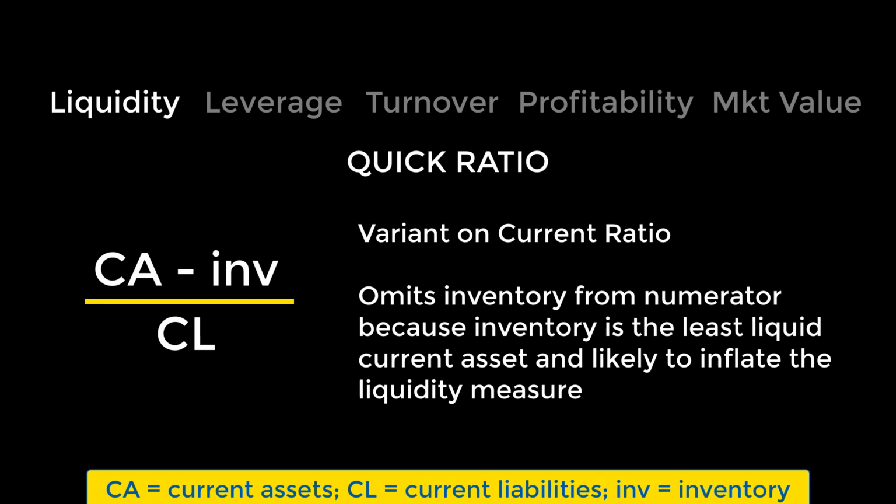Quick ratio, given by current assets minus inventory over current liabilities. Same as the current ratio, except inventory is omitted because it's illiquid relative to cash and is likely to have a market value significantly different from its book value.